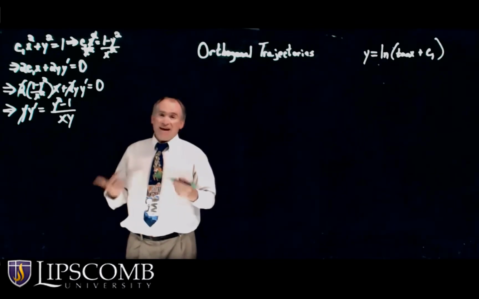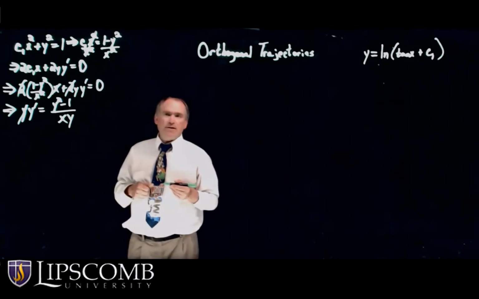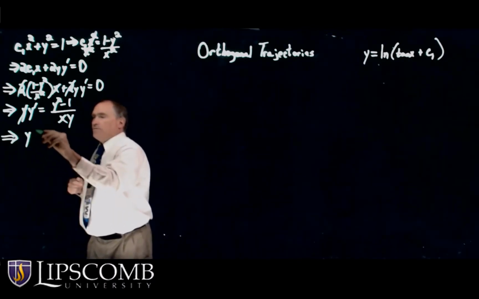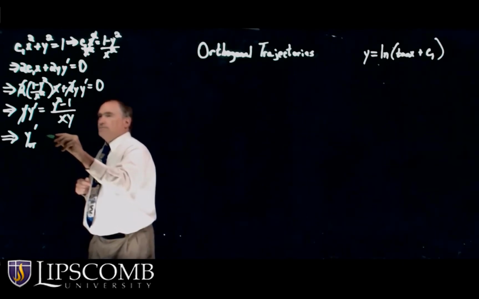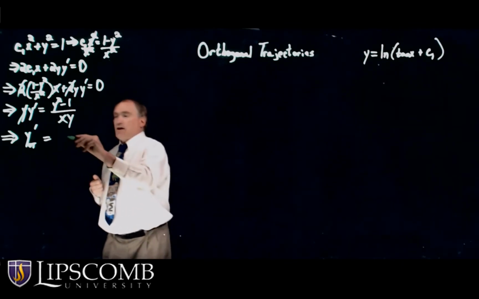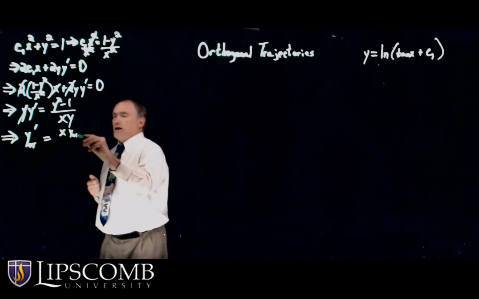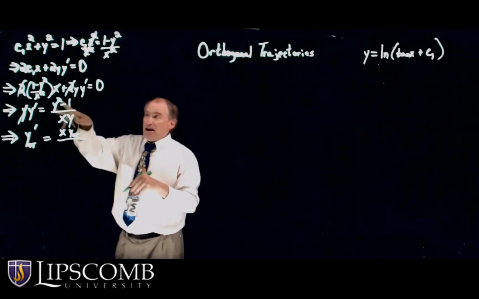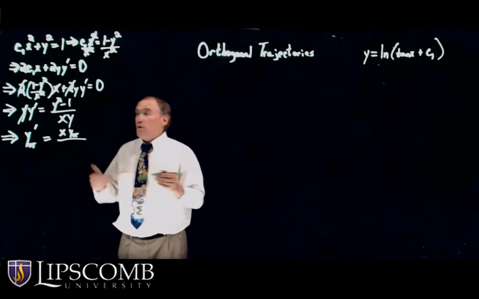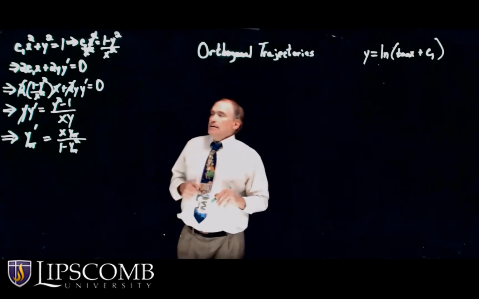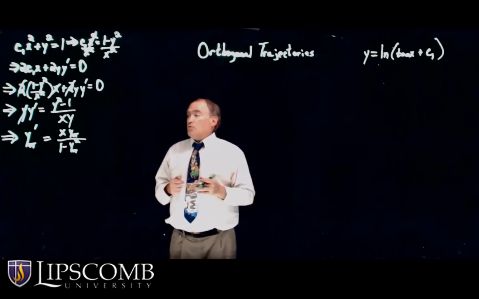Now, that's the differential equation for the original family. So what's the differential equation for the family of orthogonal trajectories? Well, it's the negative reciprocal, right? So that would be x, and for now I'll write y OT over, I'm going to put the negative in there. The negative of y squared minus 1 is 1 minus y squared. So there is the differential equation for the family of orthogonal trajectories.